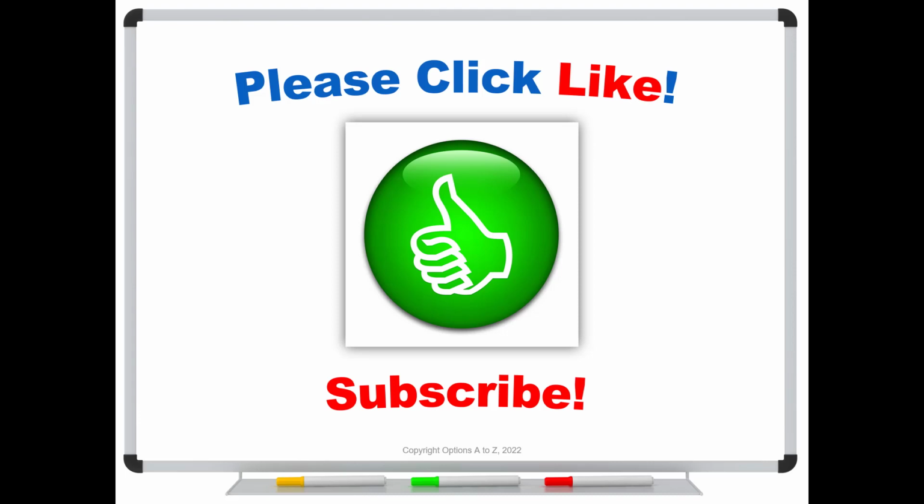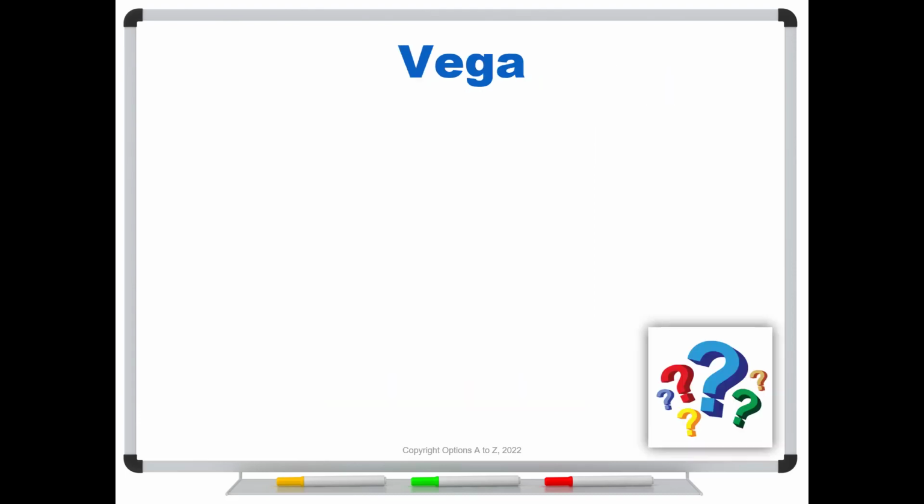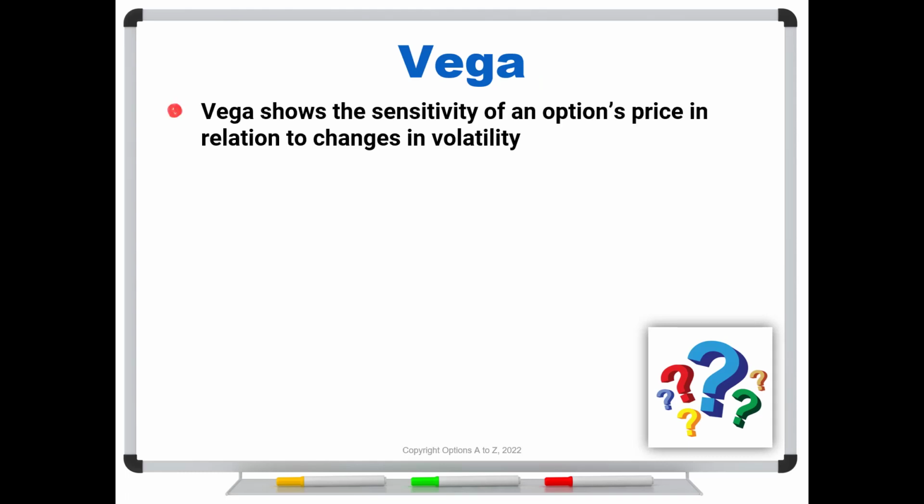So let's start with vega. Remember that vega is one of our Greeks, an output from a pricing model, and vega shows the sensitivity of an option's price in relation to changes in volatility. So for example, if we have a $100 call trading for 5, our broker's platform might say that it has a vega of 0.05.